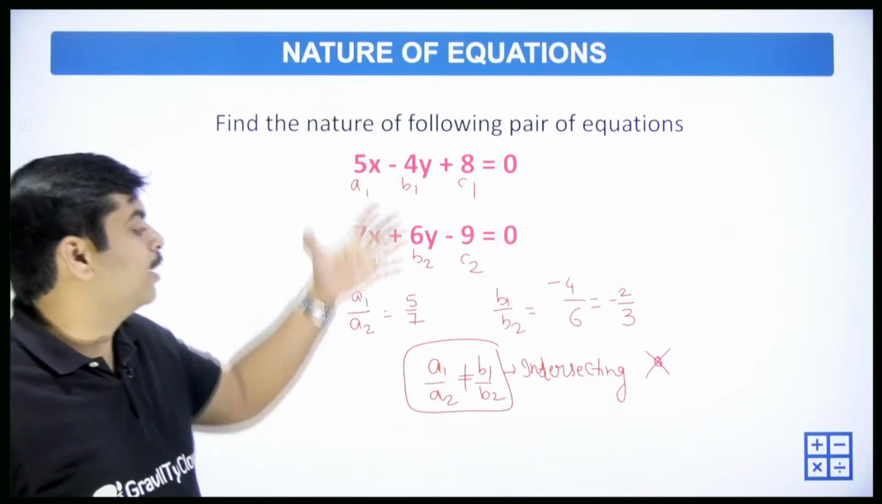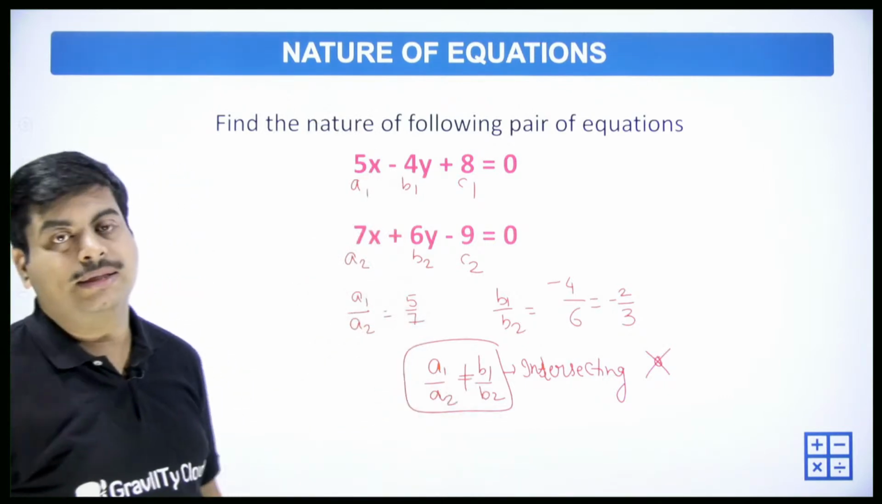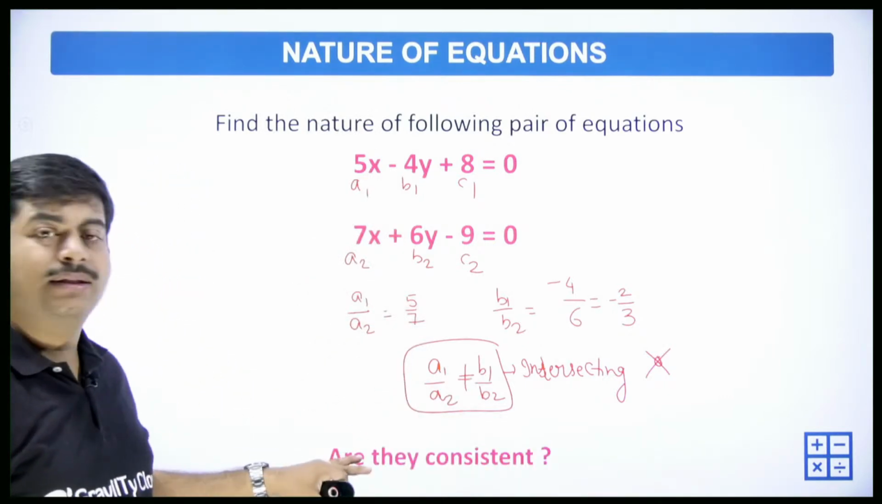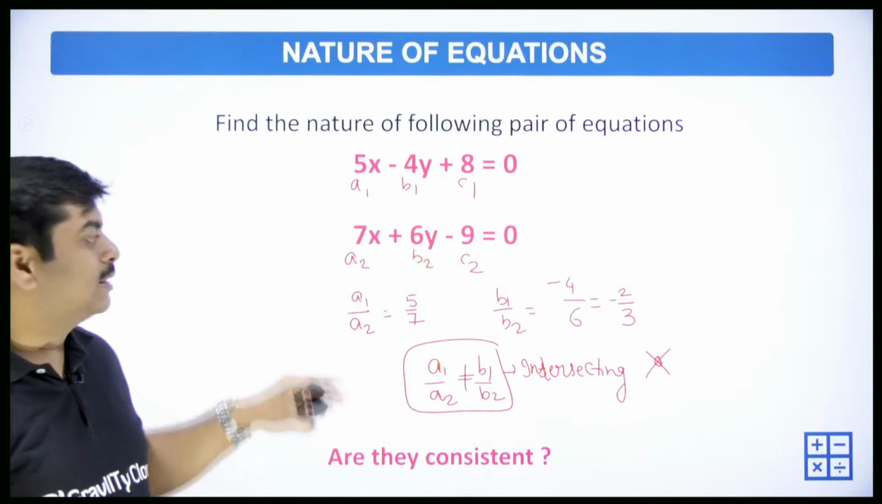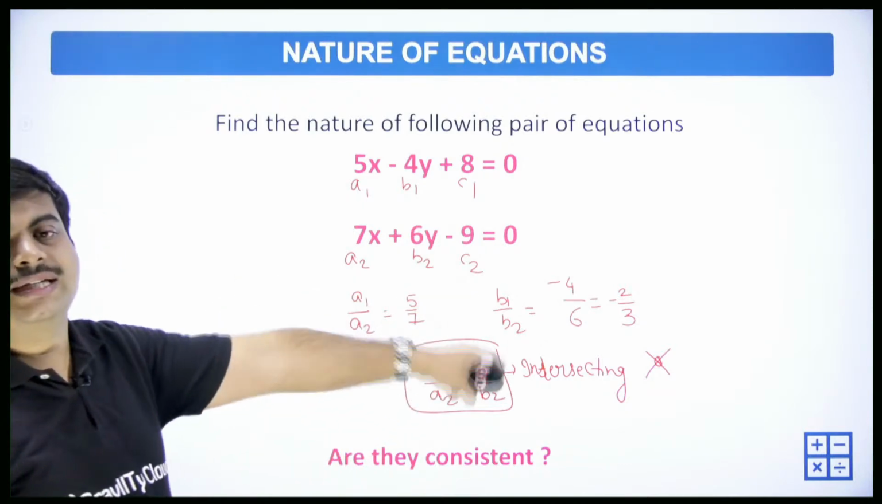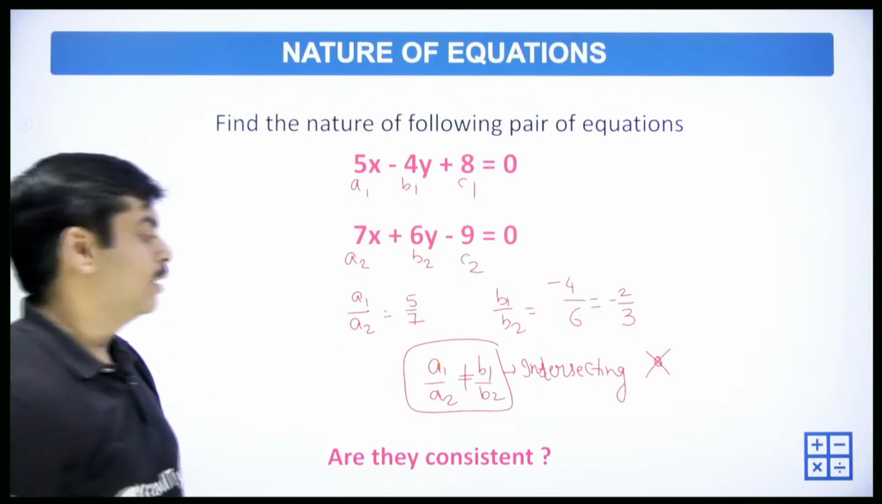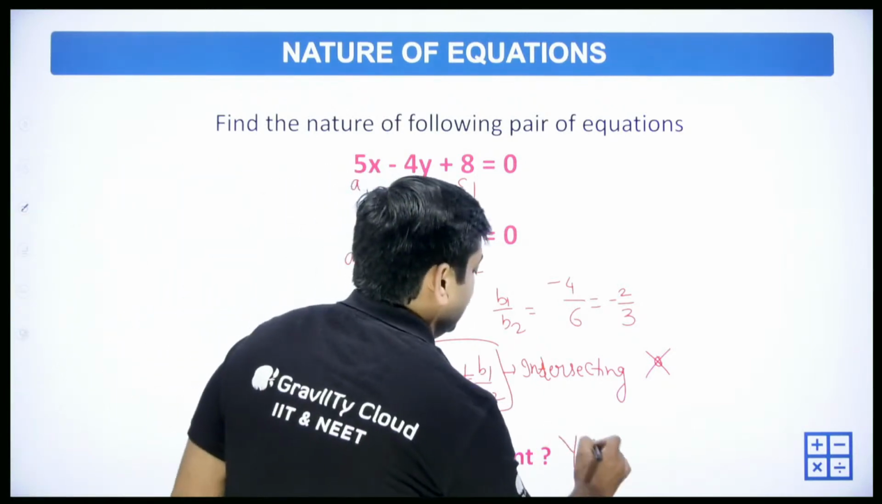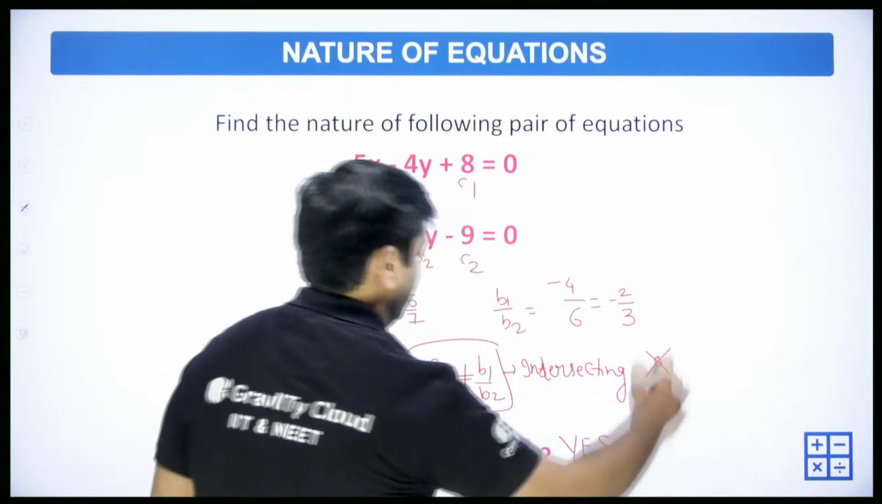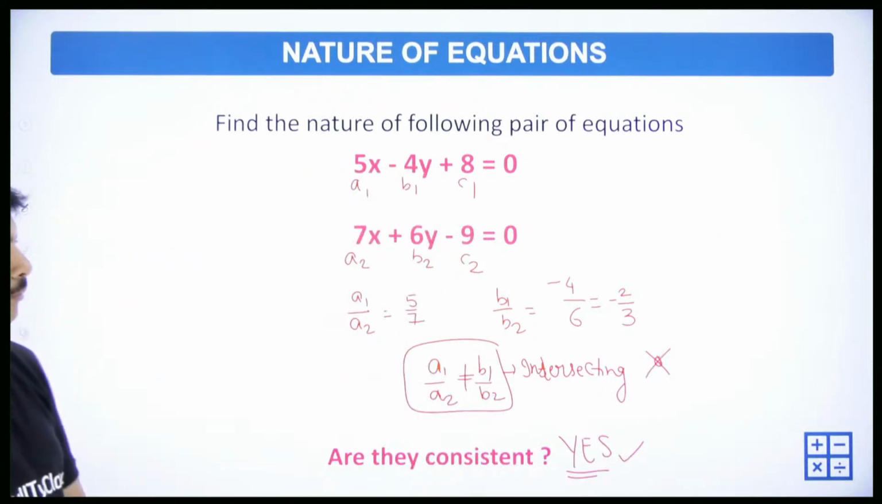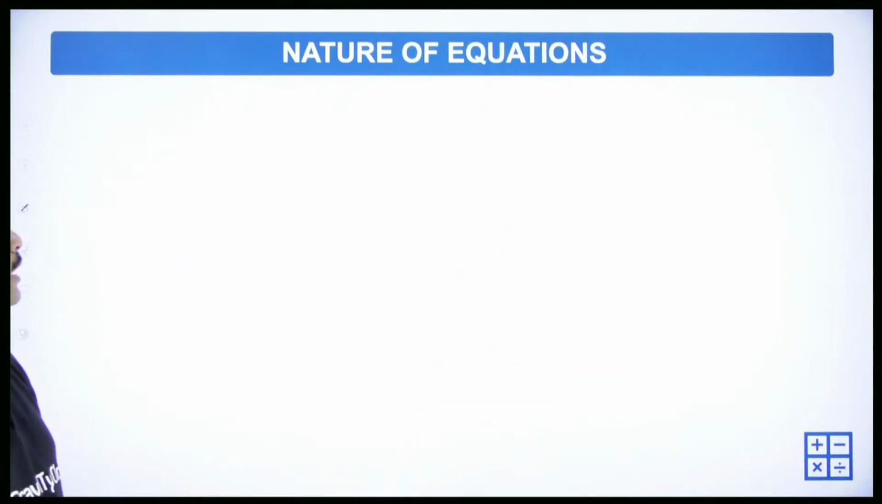Find the nature of the following pair of equations. They are intersecting. Are they consistent? The question is, are they consistent? Yes, they are consistent, because for intersecting lines we get one solution, and so we can say that they are consistent. Right. So let's move forward to the next one.